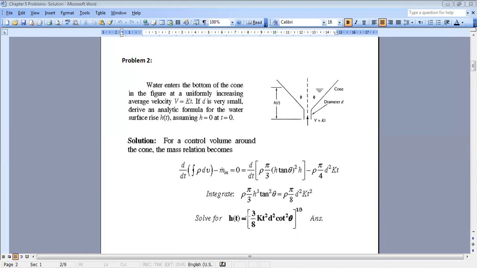So after you integrate with your boundaries, and look, they gave you that for h equals 0, t equals 0. So when you integrate for h, you integrate between 0 and h, and for t, you integrate between 0 and t, and you end up with the following relation. Okay, now to find h as function of time, here you have h cubed. So you take the constant to the other side, and you take the whole term to the power 1 over 3. Okay, so if no other questions, let me start a new problem.